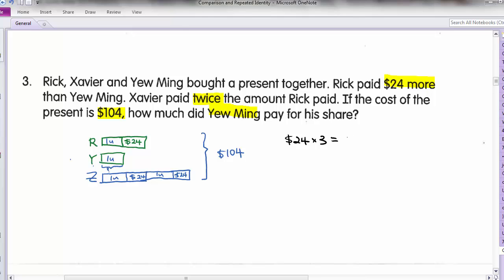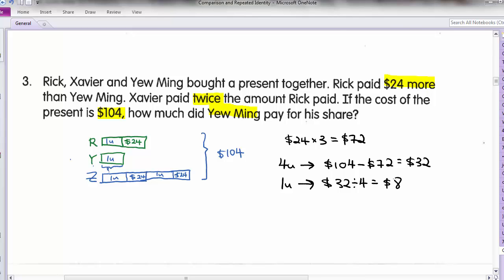So I have 3 of 24, so I take 24 times 3, and that will give me 72. You can add them up, it's the same thing. So I take 104 minus 72, and that will give me 32. So which means 4 units is 32. 1 unit will then be 32 divided by 4, and that will give me $8. So I want to find 1 unit, so this is my answer. So Yumin paid $8.